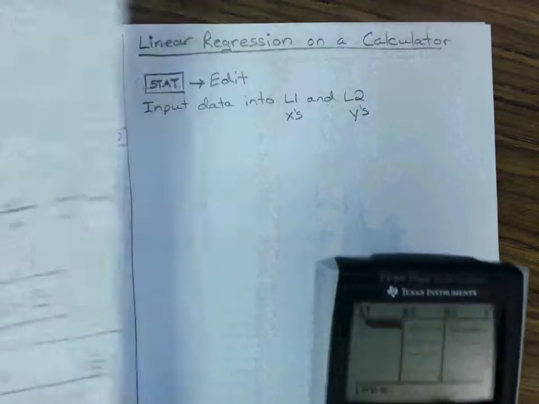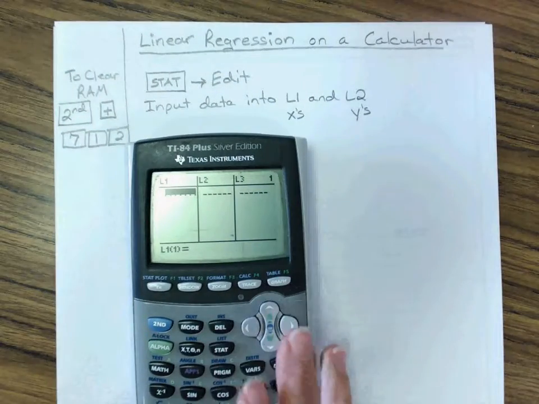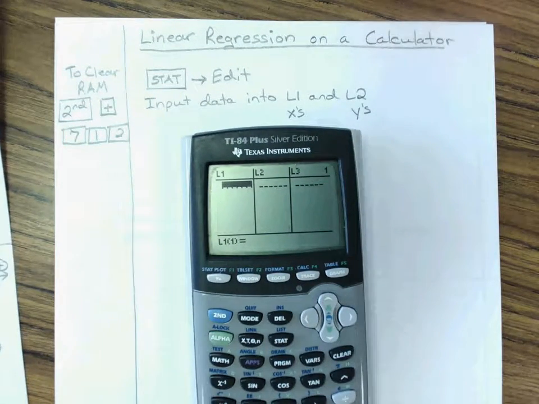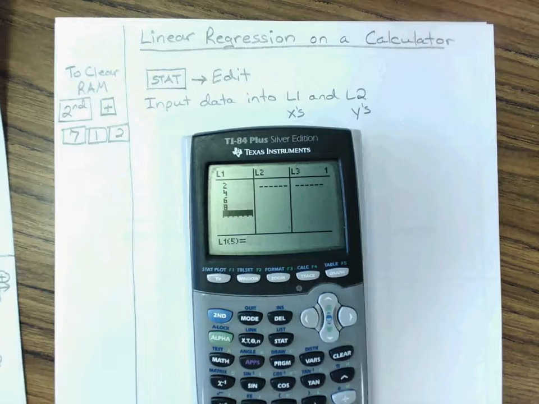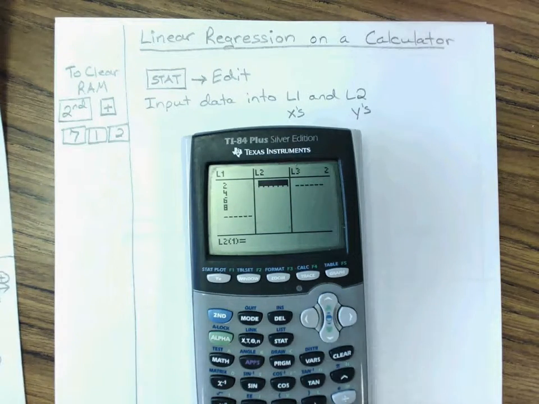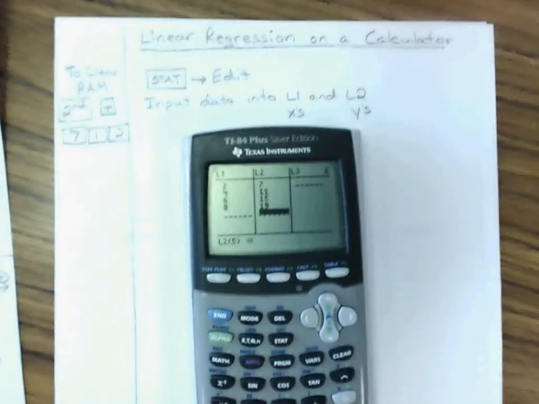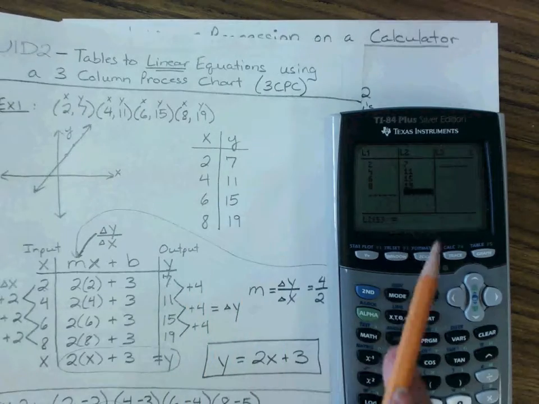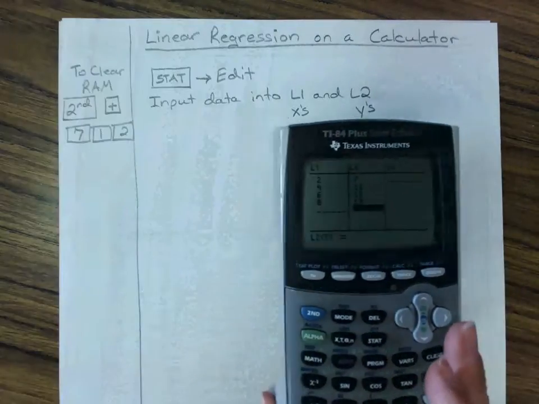So we are going to go to our calculator, and we're going to input all of our X's into the L1. So that would be 2, and then you have to hit enter. 4, enter, 6, enter, 8, enter, okay? And then I'm going to use my little right arrow and go over to L2, and I'm going to enter 7, enter, 11, enter, 15, enter, and 19, enter, okay? So I have my little table. There's my table on my paper. I just inputted it into the calculator, okay?